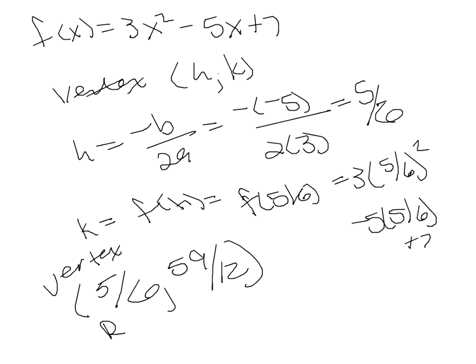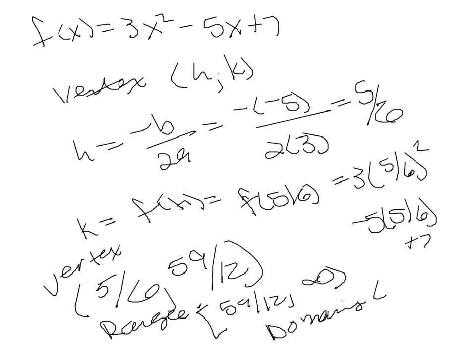Now some of the things that I didn't write down earlier was the range. So it opens up, so I'm going to go from k, whatever k is, in this case 59/12, to positive infinity. My domain is all real numbers. And my axis of symmetry is x equals h. x equals 5/6. All right, and so that's all I was going to do for this one.